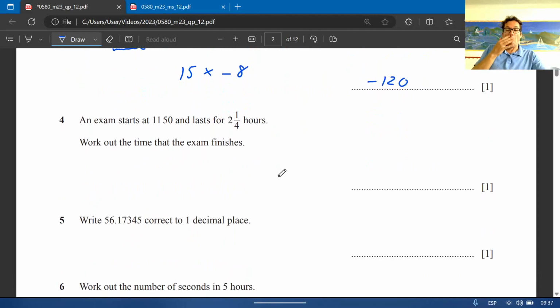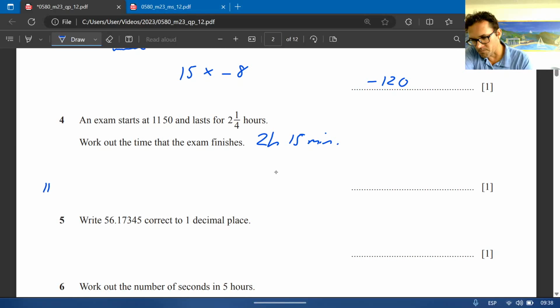Exam starts at 10 to 12 and lasts for 2 hours and a quarter. 2¼ hours. Work out the time the exam finishes. What does a quarter of an hour look like? Of course, that's 15 minutes. All right. So what we're looking at here is 2 hours, 15 minutes. Now I like to do the leapfrog method. So we start at 11:50. Now first we're going to jump 10 minutes to 12 o'clock. Okay. So you see this 15 minutes? We've already done 10 of those. So we do jump another 5.